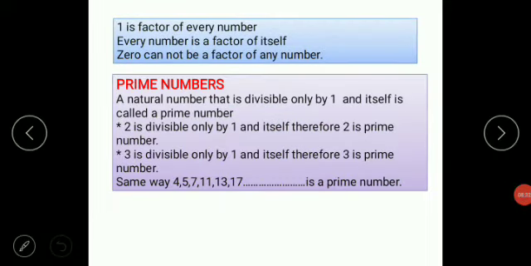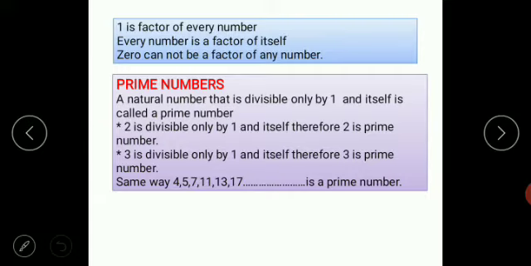Prime numbers. The next heading is prime numbers. A natural number that is divisible only by 1 and itself is called a prime number. You have studied this already. 2 is divisible only by 1 and itself. Therefore 2 is a prime number. 3 is divisible only by 1 and itself. Therefore 3 is a prime number.